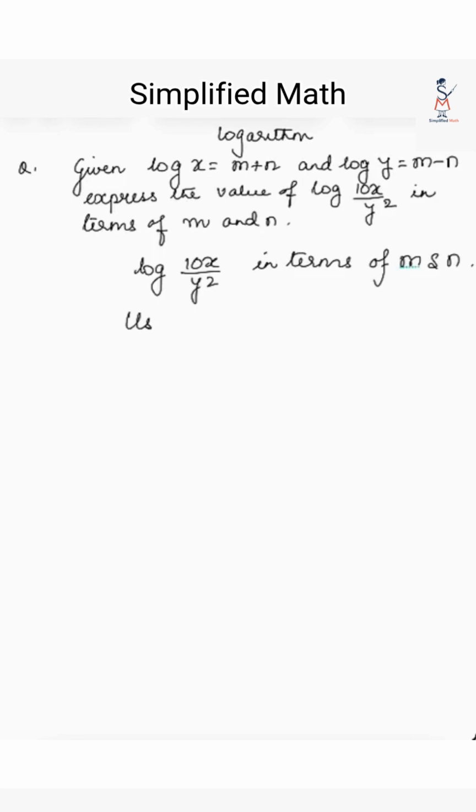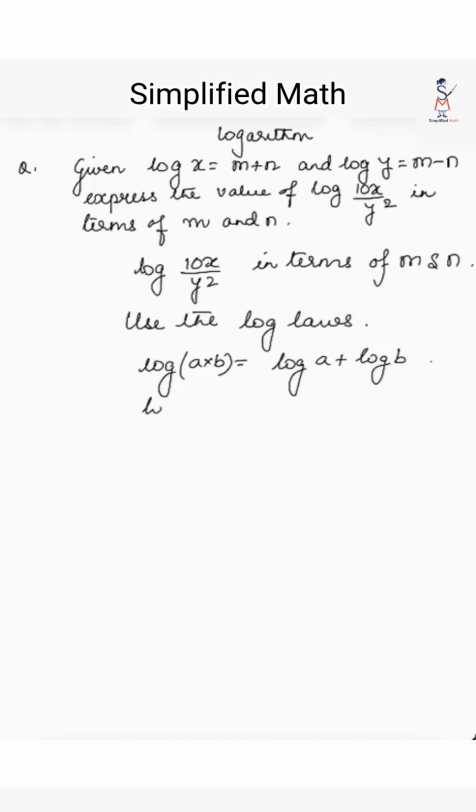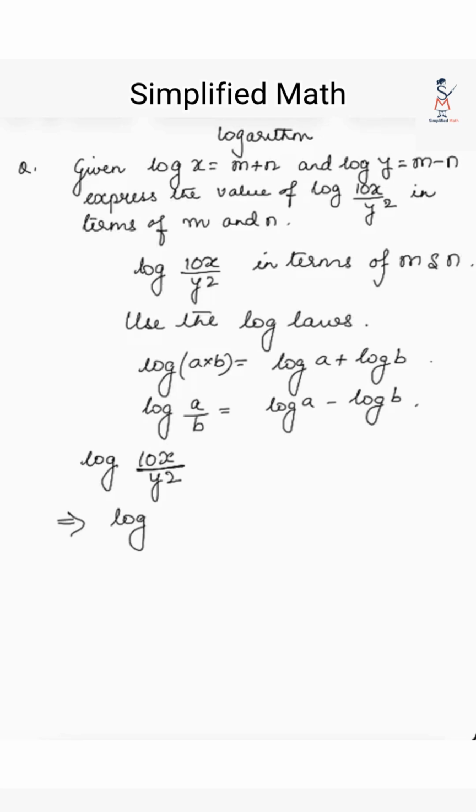Now we will use the log laws. We know log a into b is log a plus log b, and log a by b is log a minus log b. So we will use this rule or law over here. We'll expand it. So this can be written as log, this can be treated as a and this can be treated as b. So this will become log 10x minus log y square.